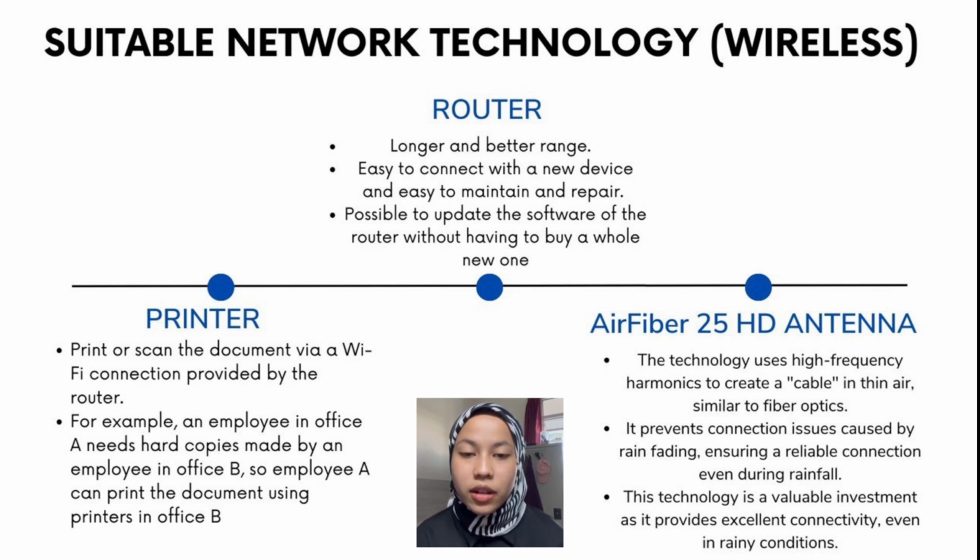The next technology is the Air-Fiber 25 HD antenna. So we use a wireless Air-Fiber 25 HD antenna. This technology is a radio cage technology that uses high-frequency harmonics to create a total internal reflection in thin air, making air into fiber optic cable.